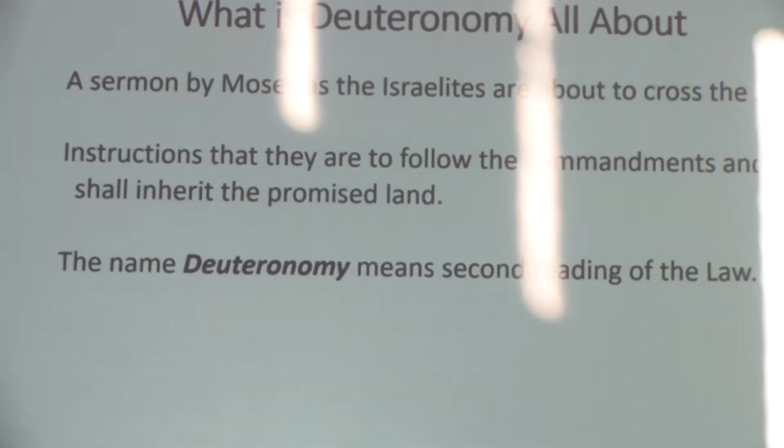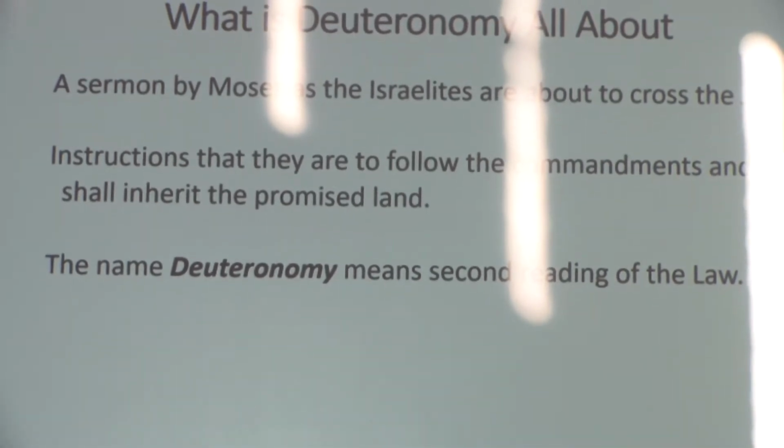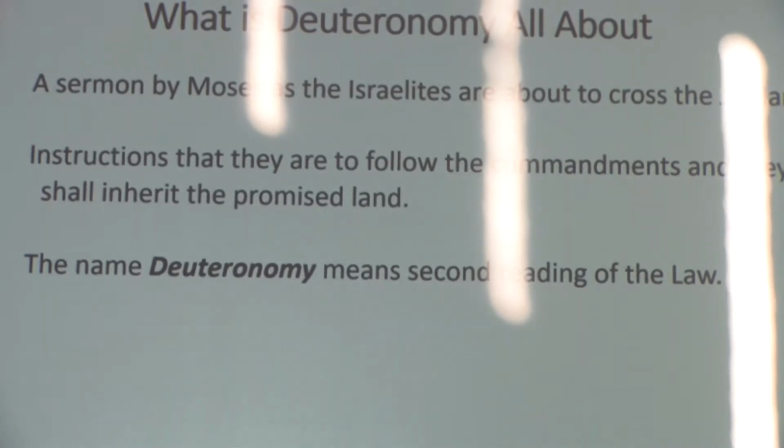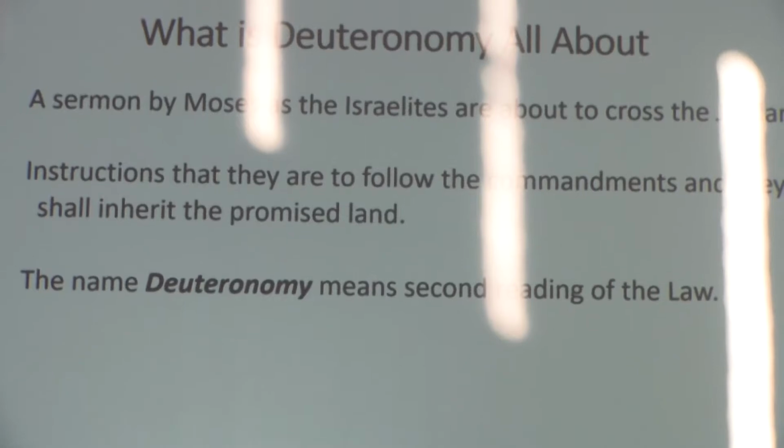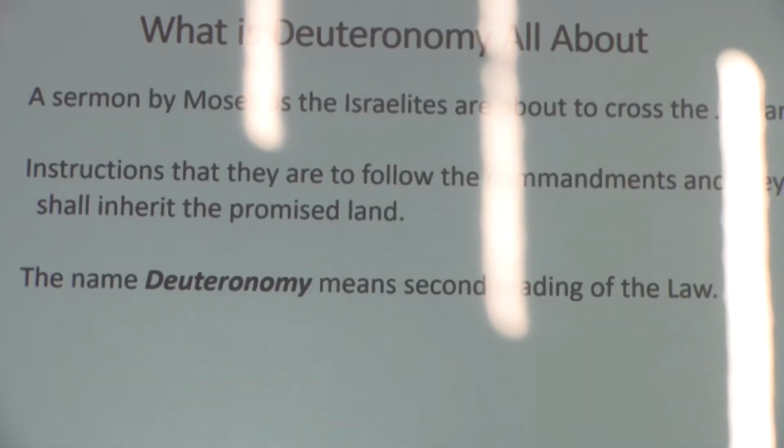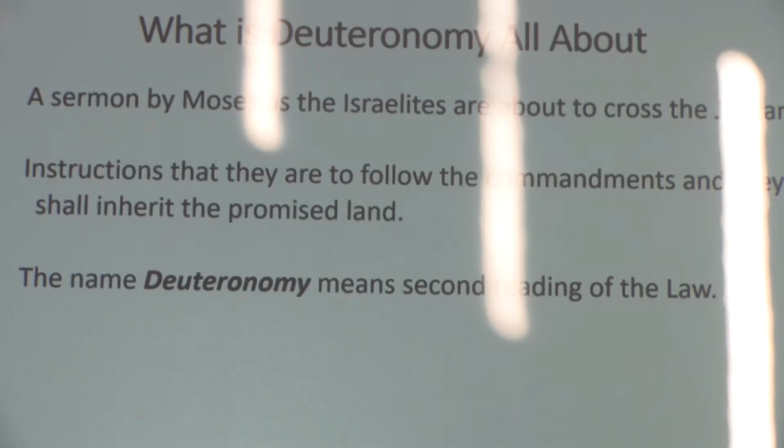What is the book of Deuteronomy all about? Can you figure out what Deutero means? It means two. The book of Deuteronomy is the second reading of the law. Actually, it comes on the scene a little bit later than some of the earlier readings of the law, which we'll talk about later on.